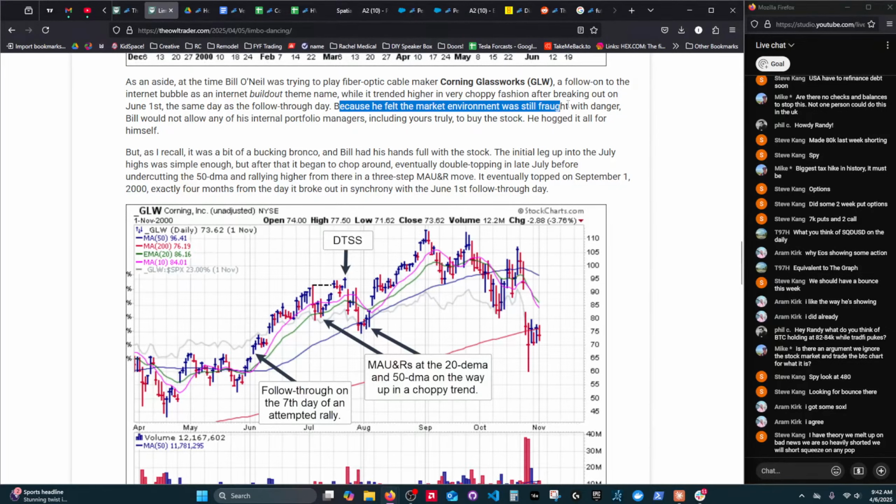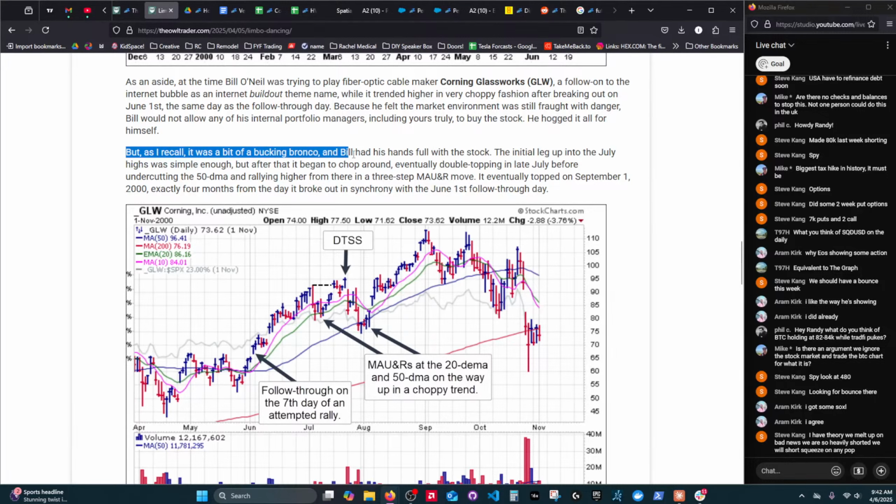But because he felt the market environment was still fraught with danger, Bill would not allow any of his internal portfolio managers, including yours truly, to buy the stock. He hogged it all for himself. I'm not sure if that's a joke or if hogged is an actual slam on Bill. But the point is that the master himself, Bill O'Neill, said this environment was so garbage that he wouldn't even let his portfolio managers, who he trusted with millions and millions of dollars of trading, trade in this environment. But he does go on to analyze the chart.